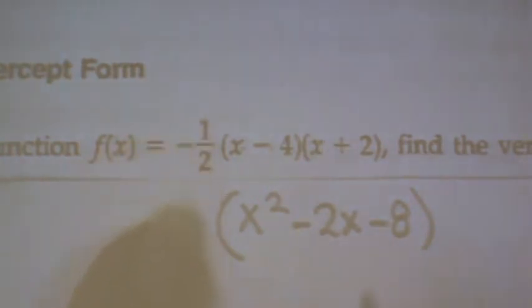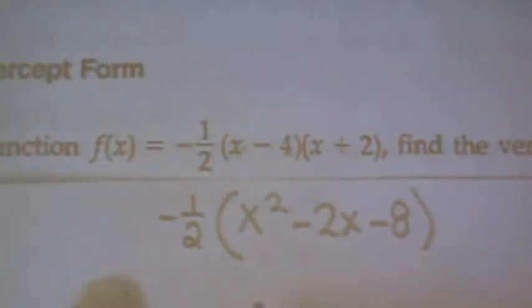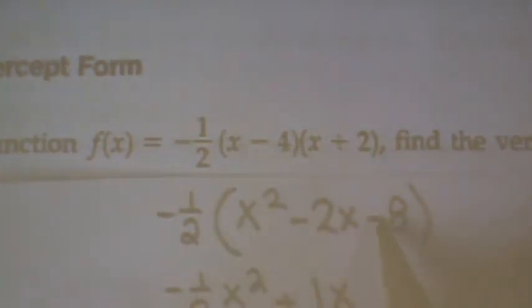What do you do with that? You have to distribute a -1/2. So -1/2 x squared. What's -1/2 times -2? 1. And what's -1/2 times -8? 4. So guess what? We just went from x-intercept form to polynomial form.